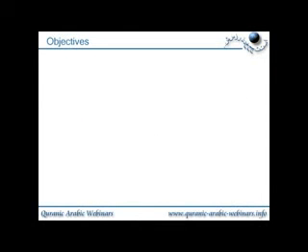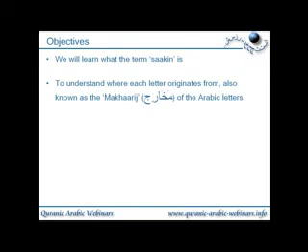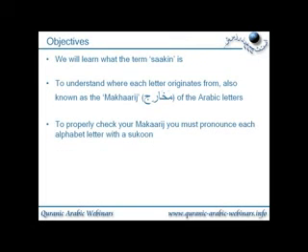Objectives. We will learn what the term Sakin means, and we will understand where each letter originates from, also known as the Makhaarij of the Arabic letters. And to properly check our Makhaarij, you must pronounce each alphabet letter with Sukoon. So this is a known methodology for practicing the Makhaarij, i.e. where the letter or the point of articulation of a letter comes from.